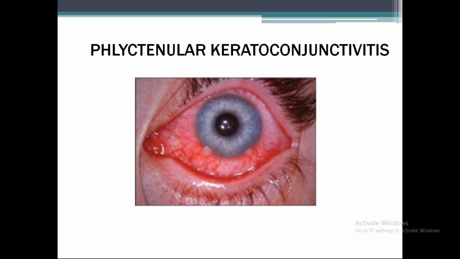Conjunctiva shows conjunctival granuloma. In conjunctiva, there can be another manifestation called Phlyctenular Keratitis or Phlyctenular Keratoconjunctivitis.